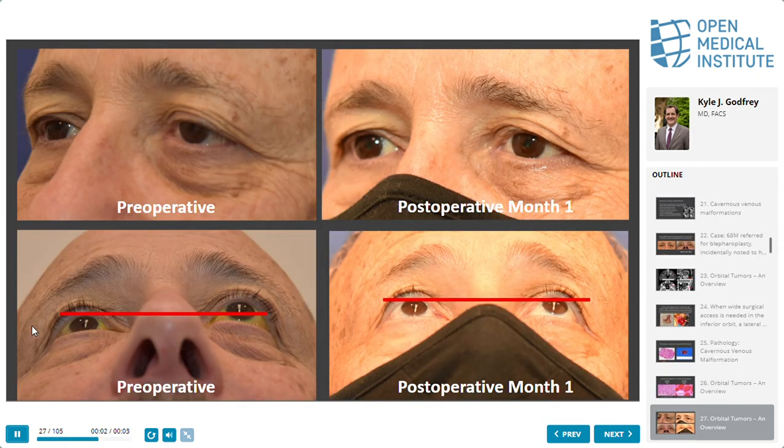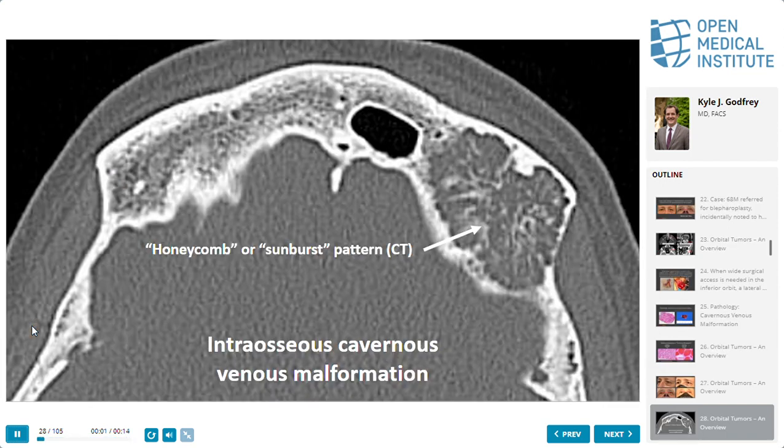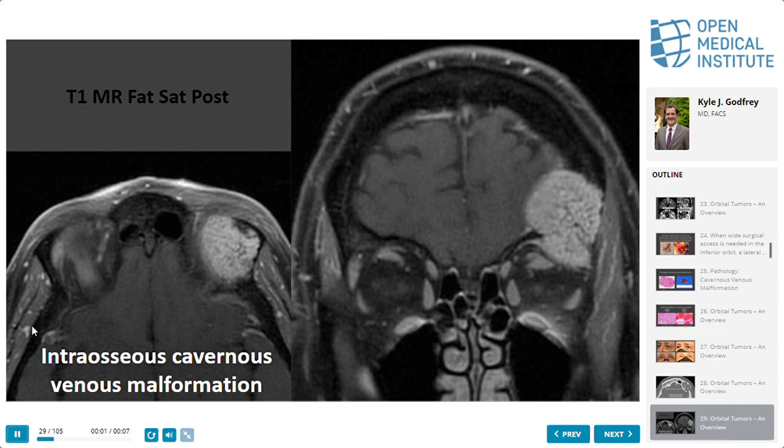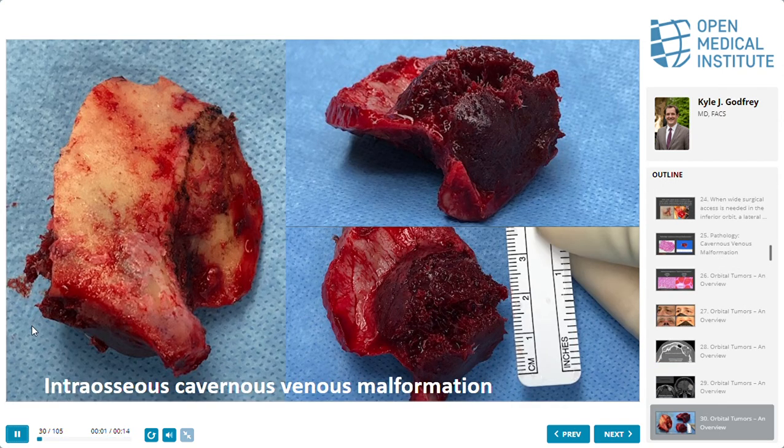That was just our patient after surgery. And then one rare presentation you can see with these cavernous hemangiomas or cavernous venous malformations is occurring within bone. So this is an intraosseous presentation of a cavernous venous malformation on CT. You can see this honeycomb or starburst pattern. On the MRI, you see that same pattern of progressive patchy contrast enhancement, but captured within the bone. And this was an example of that lesion being removed.